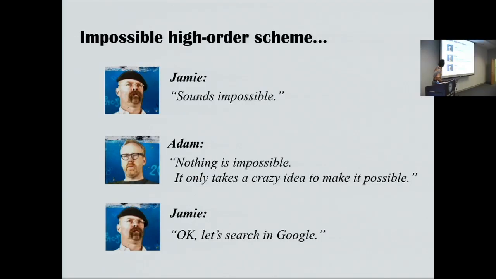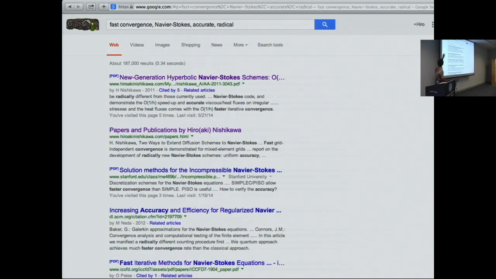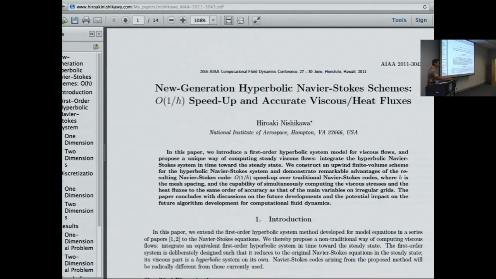Okay. So they looked at this impossible high-order scheme myth, and of course, Jamie Hyneman says that sounds impossible. Yes, it does. But I agree with Adam Savage that nothing is impossible. It only takes a crazy idea to make it possible. But they have no idea what this crazy idea can be. So they go online and search in Google. The keywords are fast convergence, Navier-Stokes, accurate, and radical. And then, at the top of the list comes up this PDF file, new generation hyperbolic Navier-Stokes. It sounds crazy. So they click on this and read this paper.